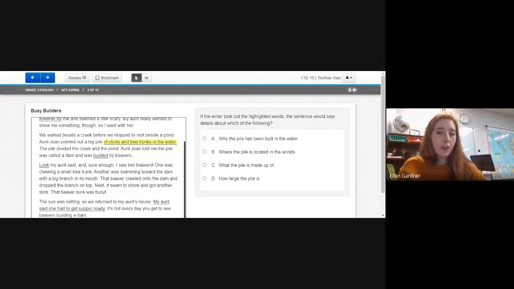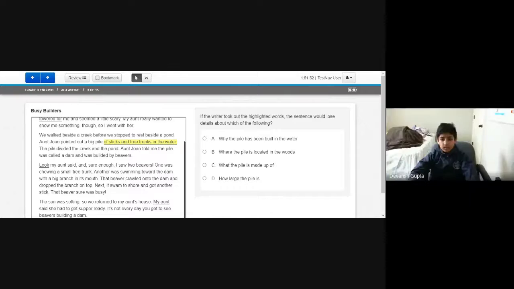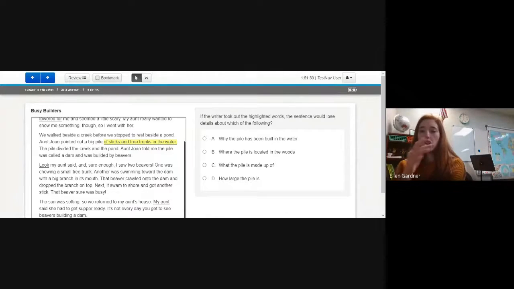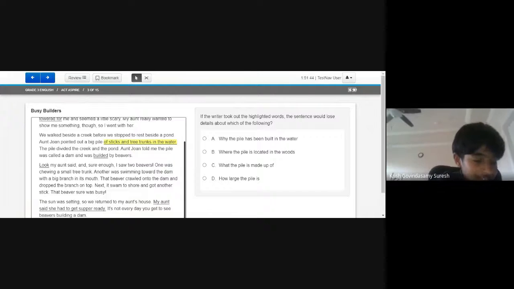The highlighted part, a big pile of sticks and tree trunks in the water, if that was taken out altogether, what would we lose from this paragraph? Devansh, think through, what are those highlighted words doing for us? I'll have Krish do it since he hasn't actually answered the question. He was just reading.